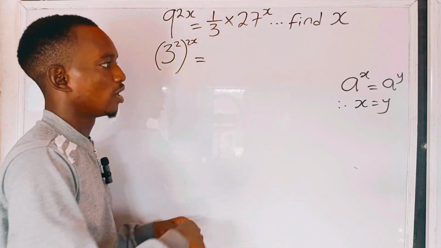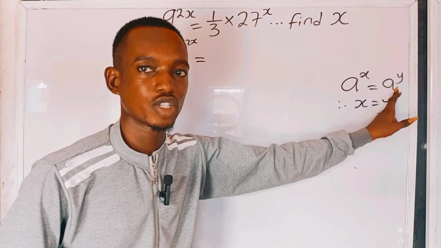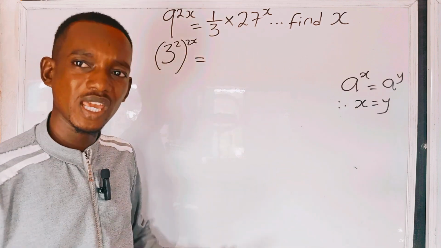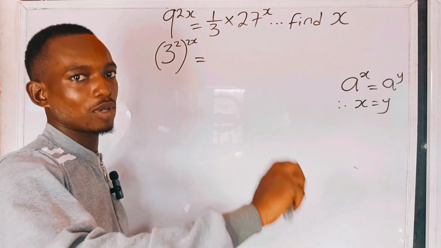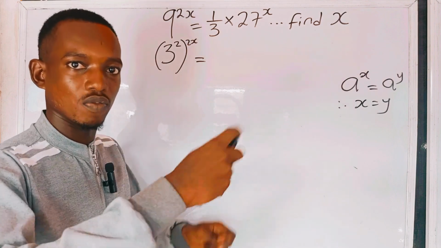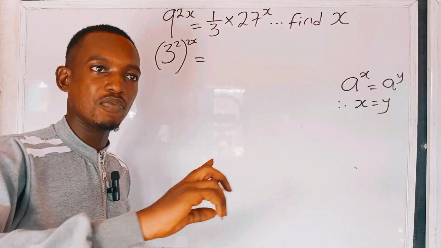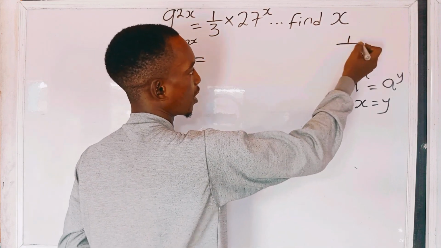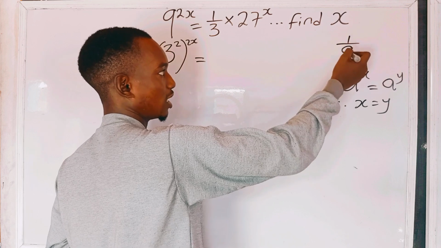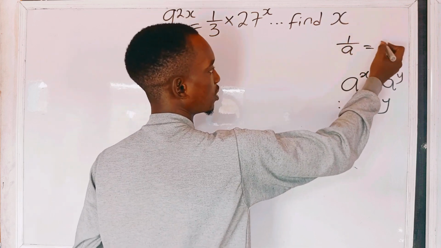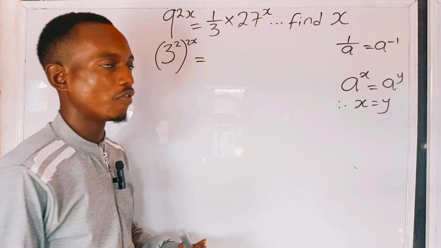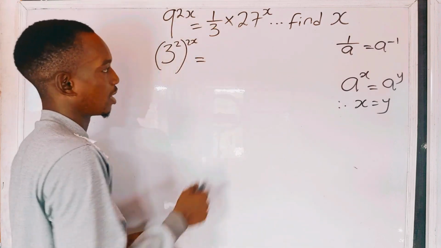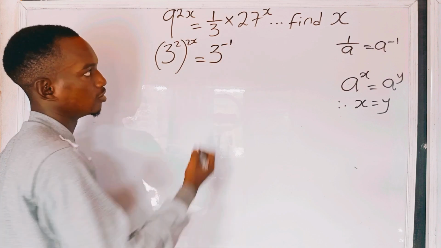For this idea here, we don't have anything like a fraction, so we don't need this fraction. What we can do is convert this fraction to a power using the fractional law of indices. The law of indices says that when you have a fraction, for example 1 over a, it can be converted to a negative power to give us a to the power of negative 1. So it means 1 over 3 can be converted to 3 to the power of negative 1.